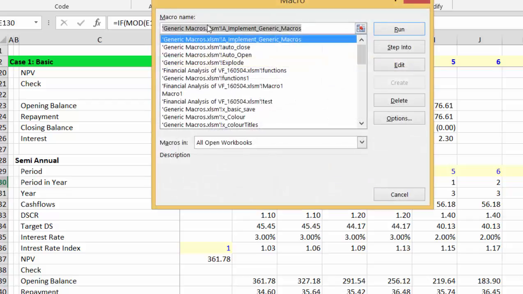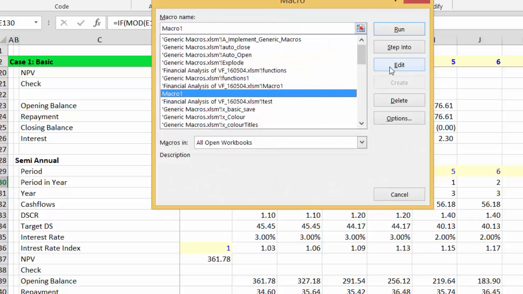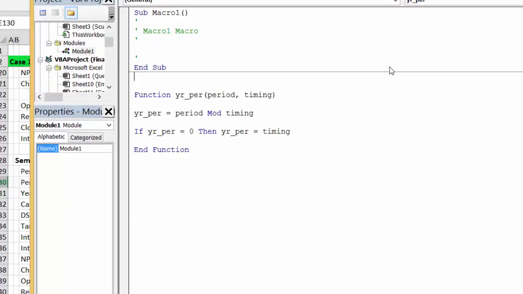Instead, I just put a function. I said year period. This is the period of the year. How about this? Period of year. I think that is a little better. And then period of year equals the period, which is 1, 2, 3, 4, 5, 6, 7, 8, 9, 10, divided by this timing. So this could be 12 if it's monthly, 2 in our case.